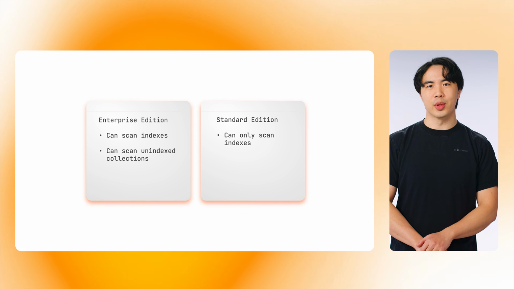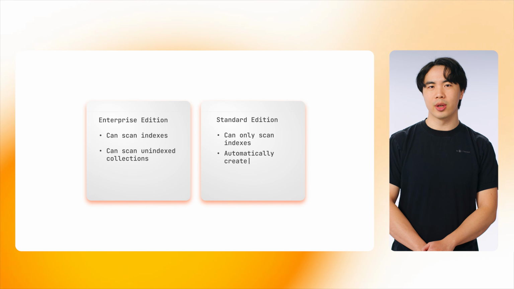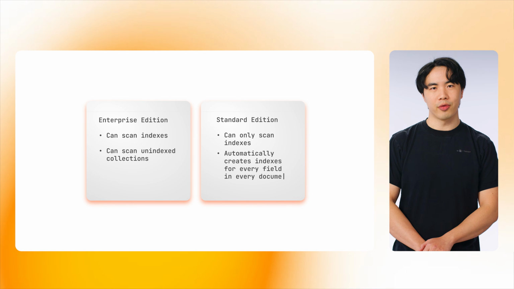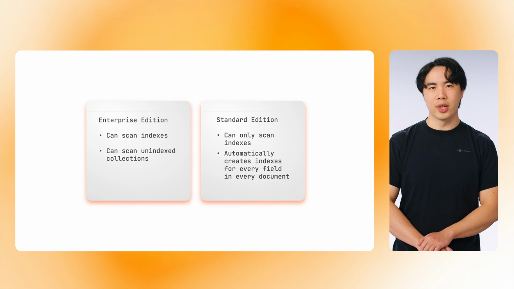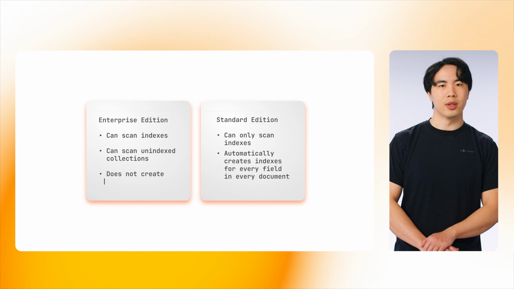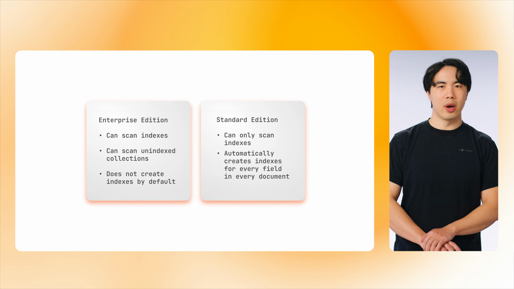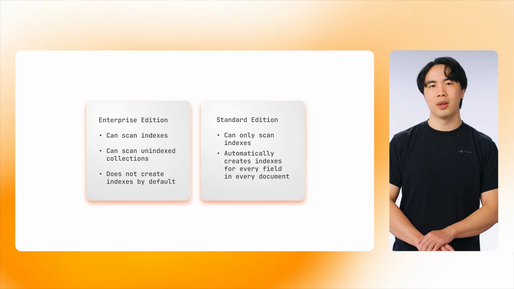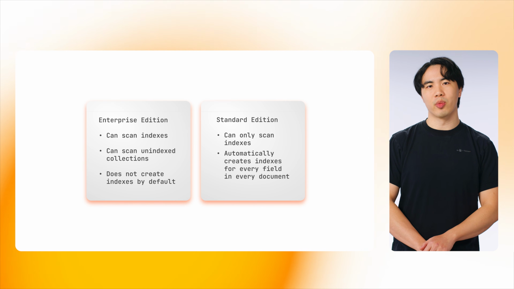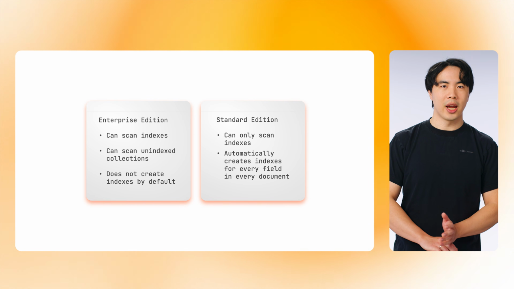The key difference between Standard Edition and Enterprise Edition is that while Standard Edition automatically creates indexes for every document field, it only supports queries which can run using the existing indexes. Enterprise Edition does not create any indexes by default, but also does not require using an index for every query. This gives you the flexibility to both run any type of query and also manage the storage, write, and read performance of your database more granularly.